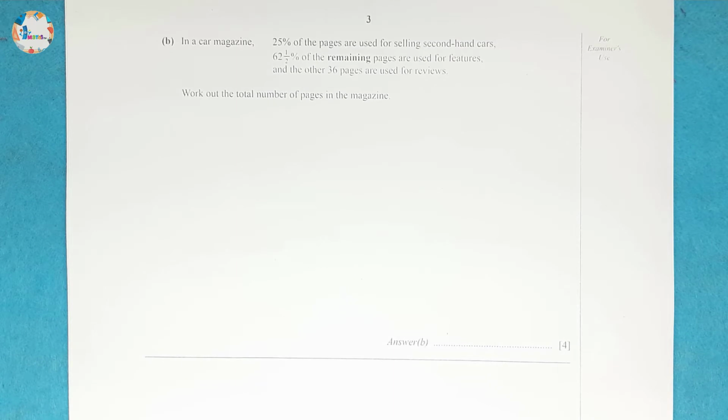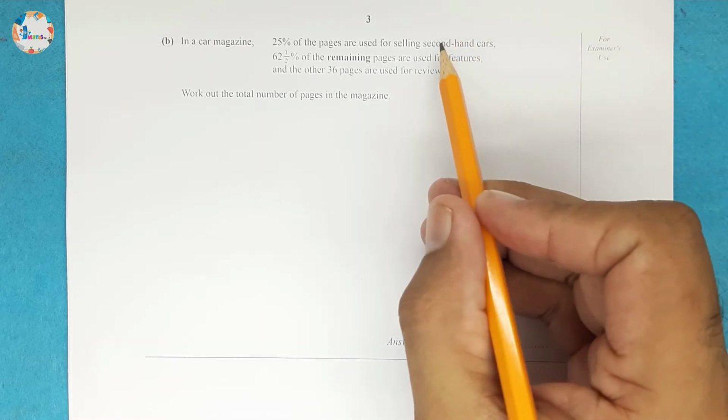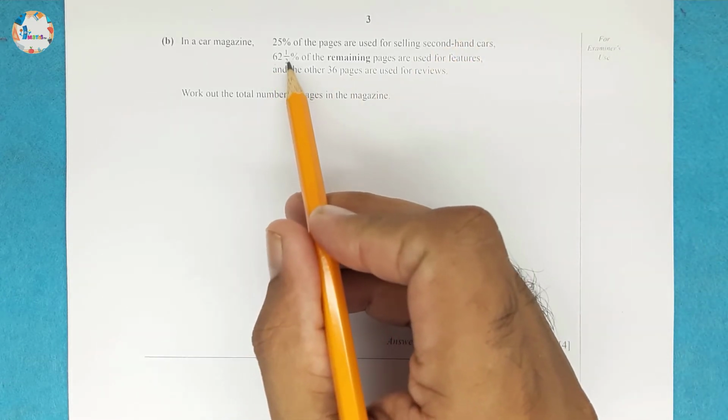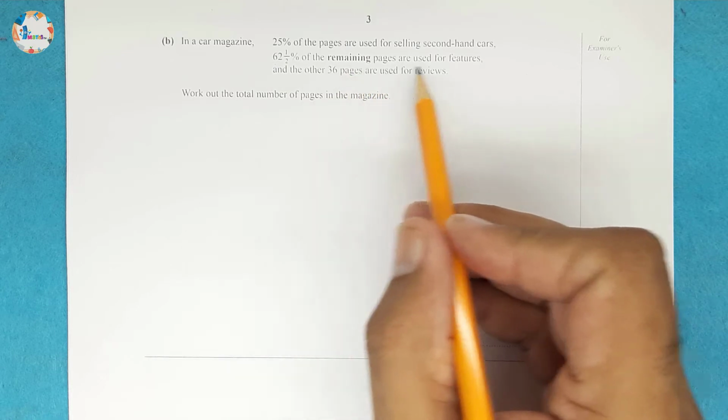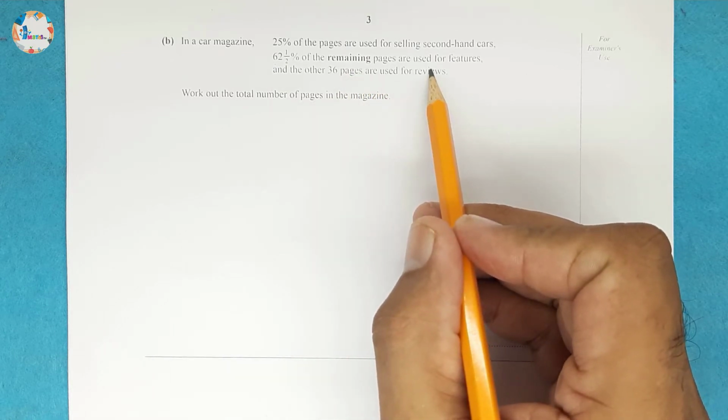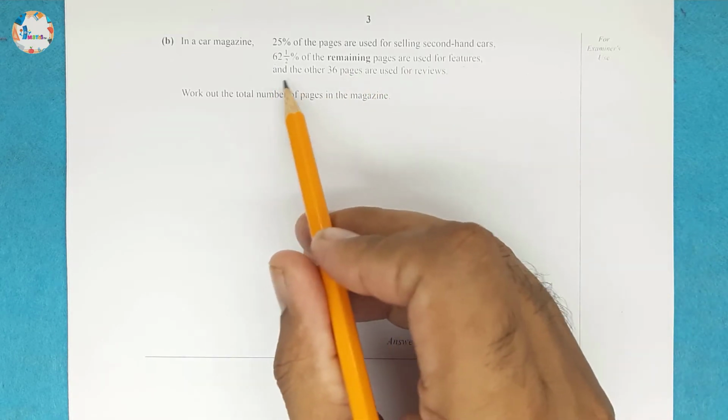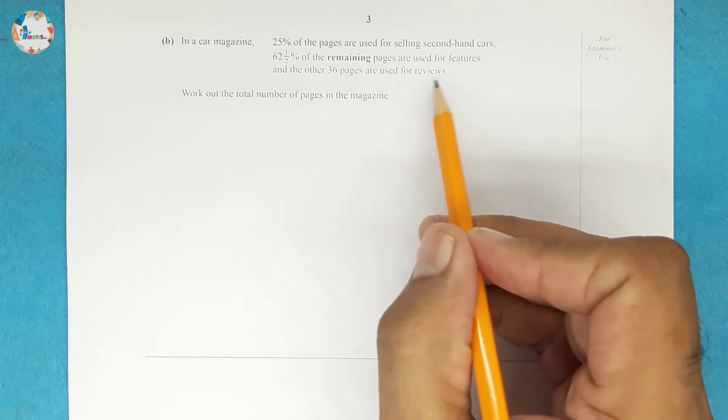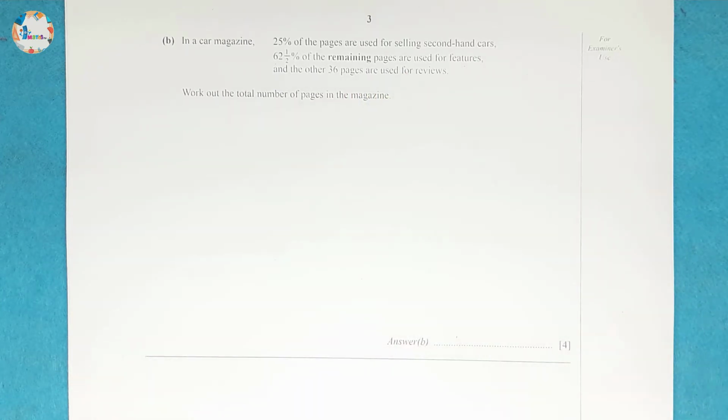Part b. In a car magazine, 25% of the pages are used for selling second-hand cars. 62 and a half percent of the remaining pages are used for features, and the other 36 pages are used for reviews. Work out the total number of pages in the magazine.